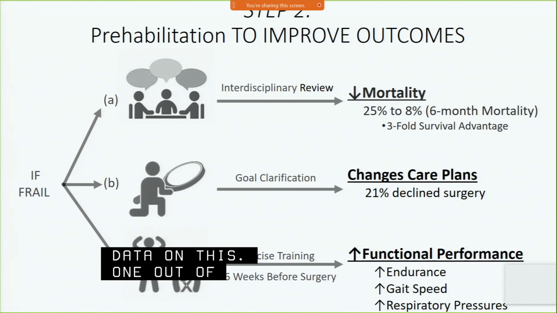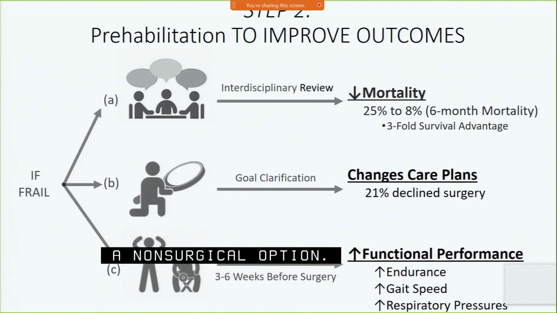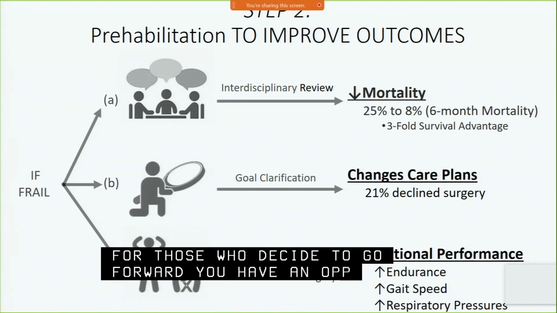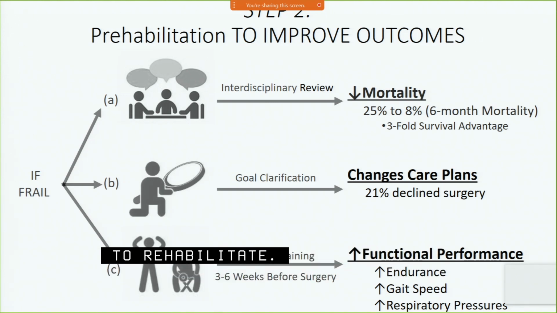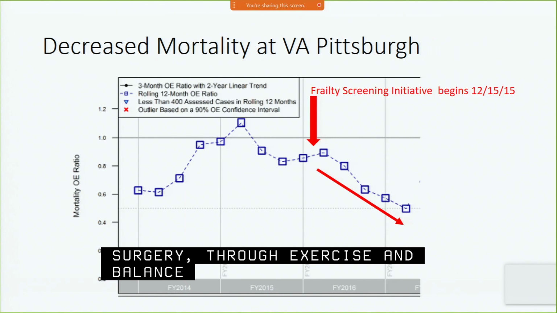And for those that decide to go forward, you have an opportunity to prehabilitate them. And in some pilot work that I've done at the VA, I've shown that in the 3 to 6 weeks before surgery, through exercise and balance training, you can increase endurance, gait speed, respiratory pressures, and functional performance on the whole. So what happened?